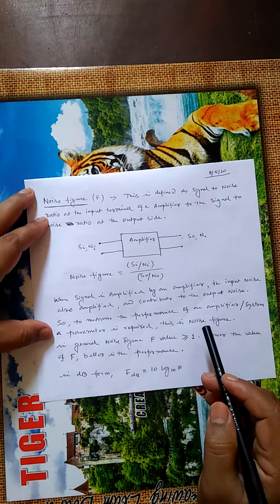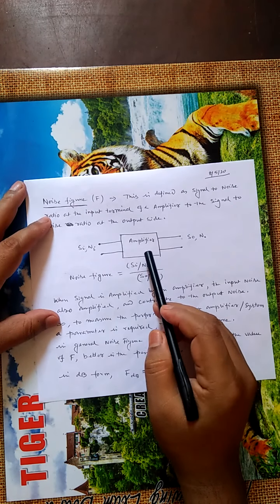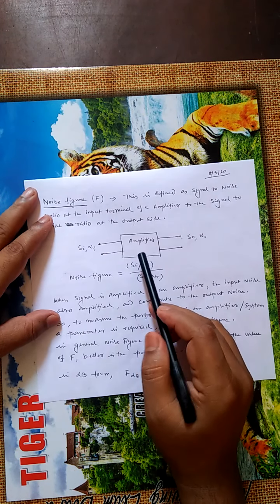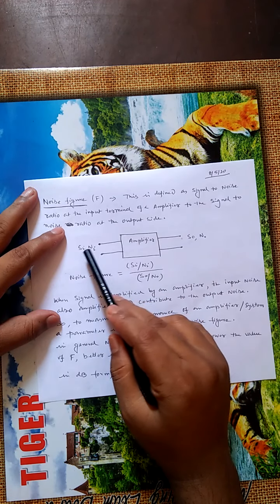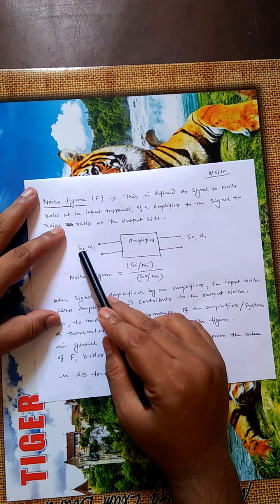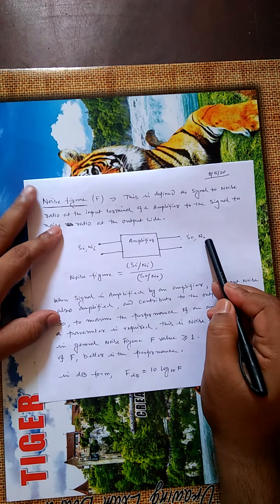Hello students, today I am going to discuss the noise figure. This is another parameter of the receiving device. Suppose this is the amplifier, the receiving device. The input signal is Si, input noise is Ni, output signal is S0, output noise is N0.